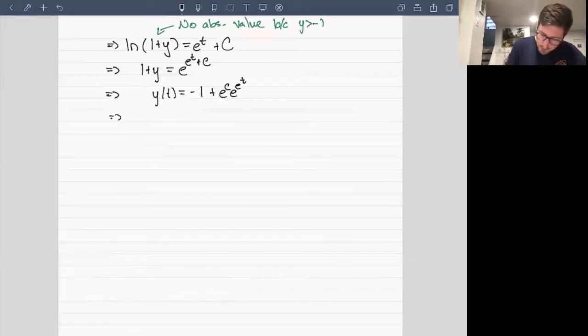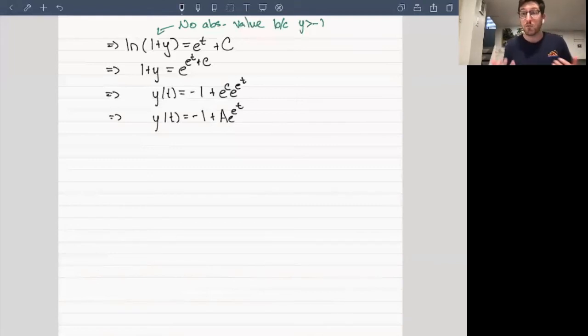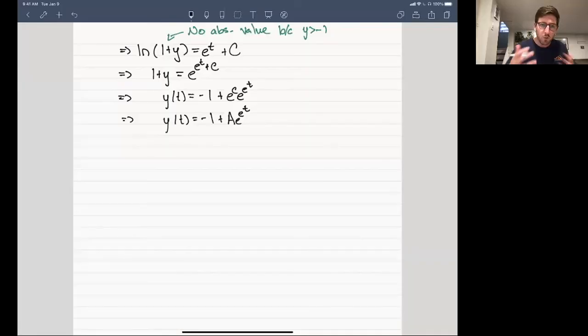And typically what we do is we like to write the e to the c as just a new constant, say a, right? And we saw in the previous video that we can find a as long as we're given some sort of initial condition. So if I know what y is at, say, time equal to 0, then I can find what a would have to be. In this case, we weren't given an initial condition, so we're not going to worry about it. Okay, so let's look at one more example here.